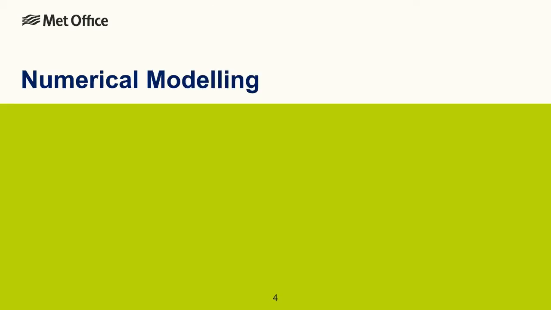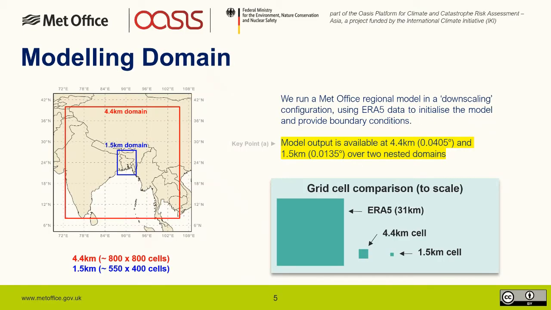So, starting with a look at the numerical modelling process. We run a Met Office regional model in a downscaling configuration using ERA5 data to initialize the model and provide boundary conditions. We run two modelling domains with model output available at 4.4 kilometers and 1.5 kilometers in a nested setup. This plot on the left shows the 4.4 kilometer domain in red and the 1.5 kilometer domain in blue.